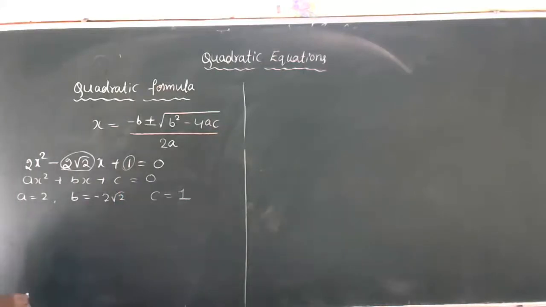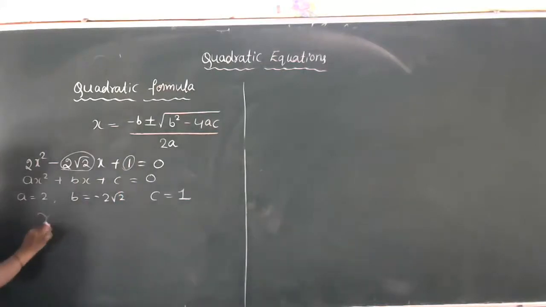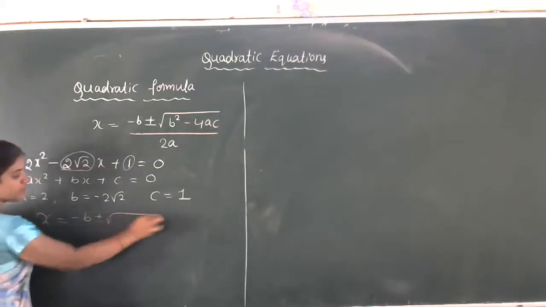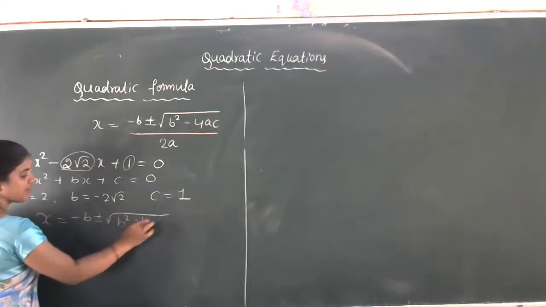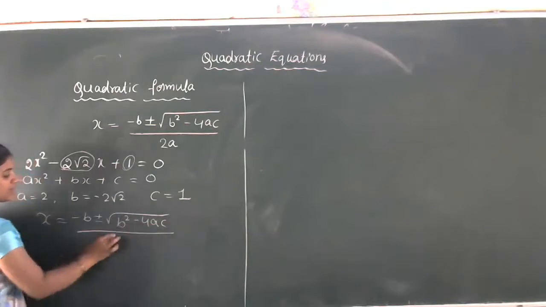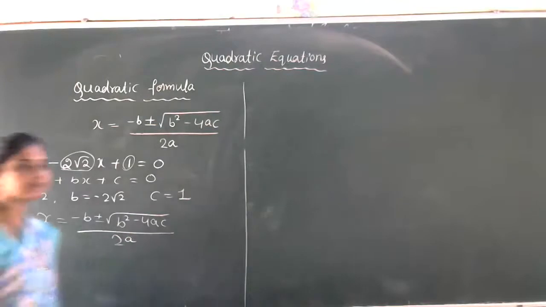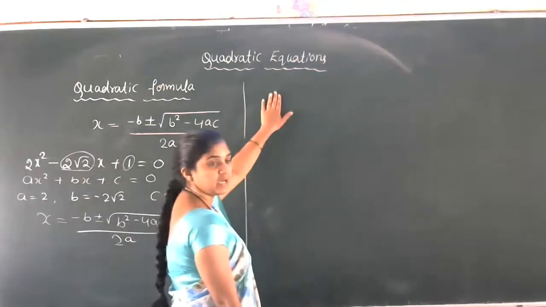Now we have to take the formula. So, which is the formula? x is equal to minus b plus or minus square root of b square minus 4ac, divided by 2a. Okay, so now we have to substitute the values. Substitution I will show here.